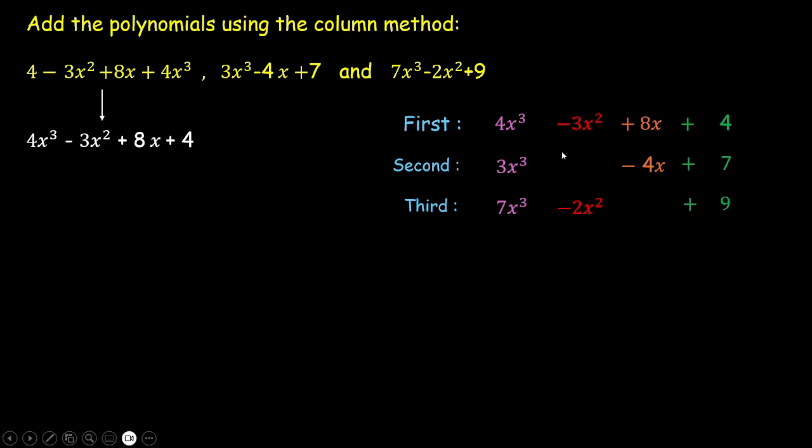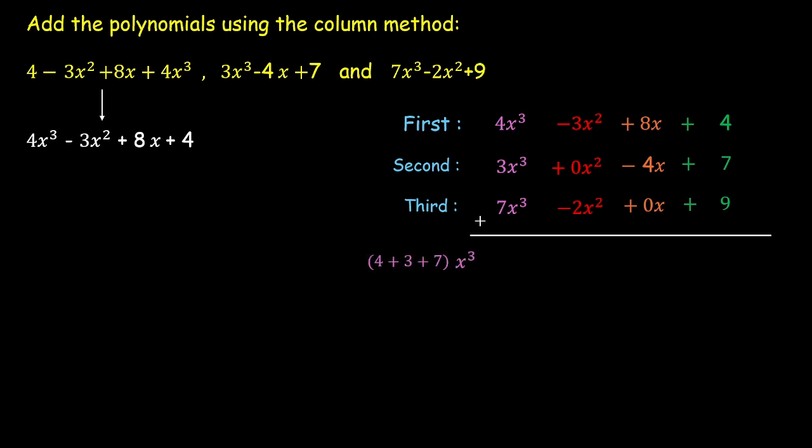Now we'll fill all the terms which are missing with 0. So this will be +0x² and this will be +0x. Now let's add them. So we have x³ as common. The coefficient is 4 + 3 + 7. Plus, then we have x² and the coefficients are −3 + 0 − 2. We can just write −3 − 2. Plus, then we have x and the coefficients are 8 − 4 + 0. So 8 − 4. Plus, then we have 4 + 7 + 9.